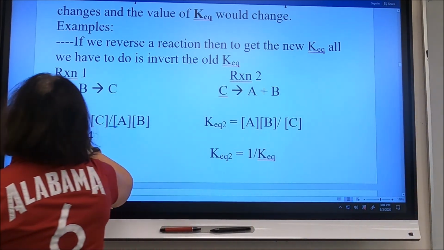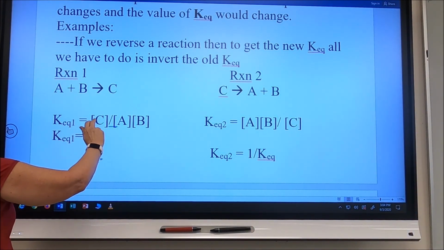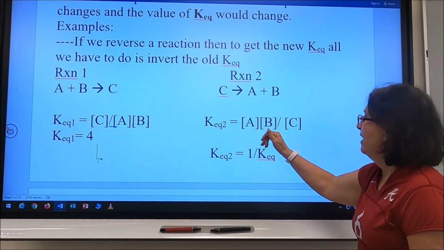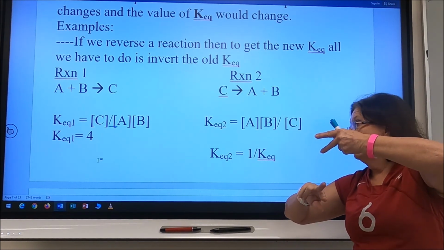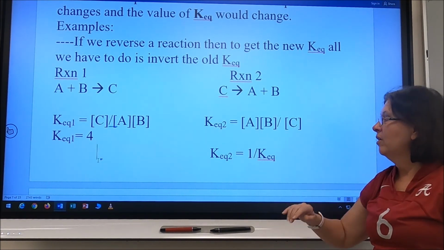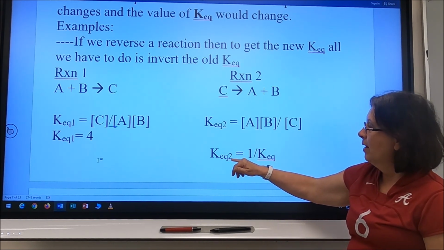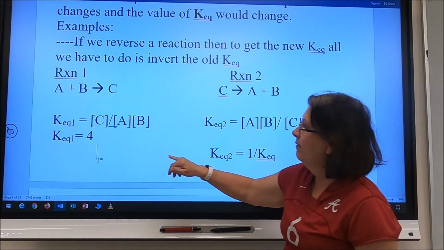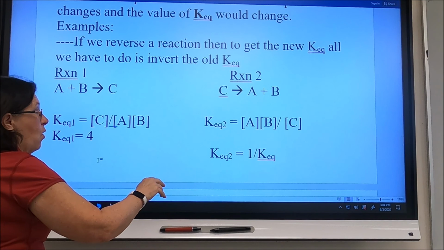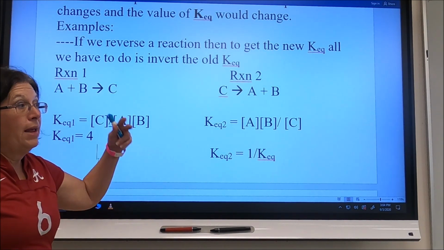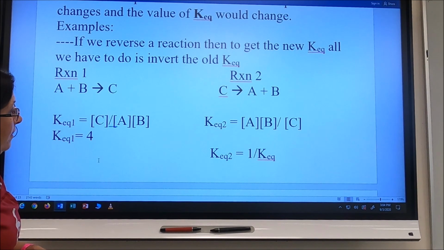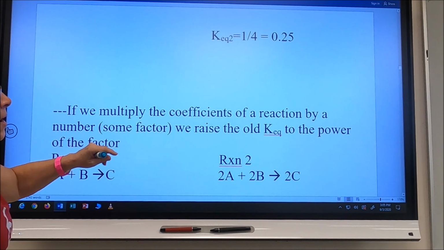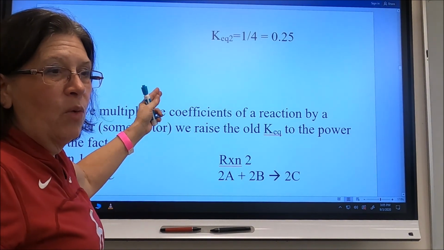Now let's look at the equilibrium expressions. Equilibrium expression 1 is C divided by A times B. Equilibrium expression 2 is A times B over C. Hopefully you'll see that they're inverses of each other. So what I can say is equilibrium constant 2 is 1 over equilibrium constant 1. So if equilibrium constant 1 is 4, equilibrium constant 2 should be 1 over 4, or 0.25. Now, you might ask me, why in heaven's name would I ever want to do that?